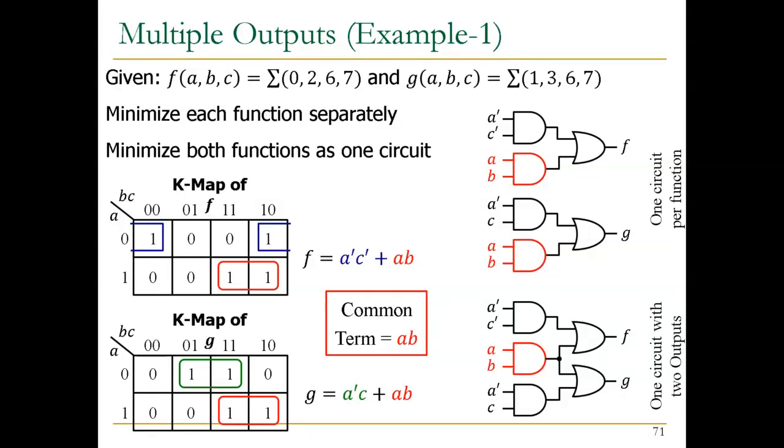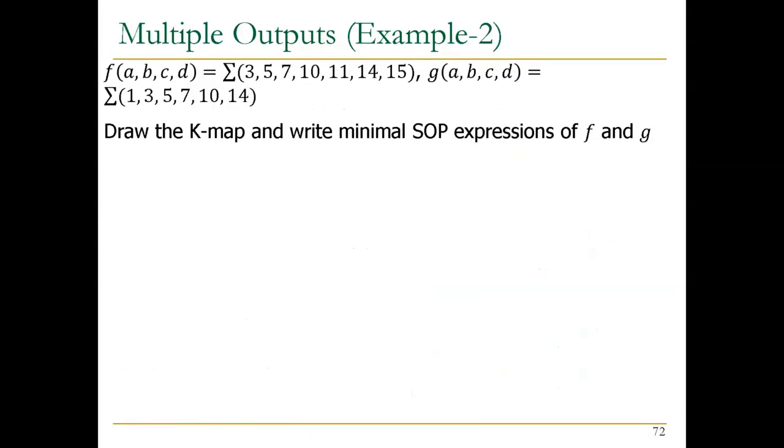Okay, now this is another example. Can you see here, there are two functions, f and g. F is a function of 4 variables, and g is also a function of 4 variables. How many ones are there in the KMAP for f? 1, 2, 3, 4, 5, 6, 7. There are 7 ones in f, and in g 1, 2, 3, 4, 5, 6. There are 6 ones. So we draw the KMAP.